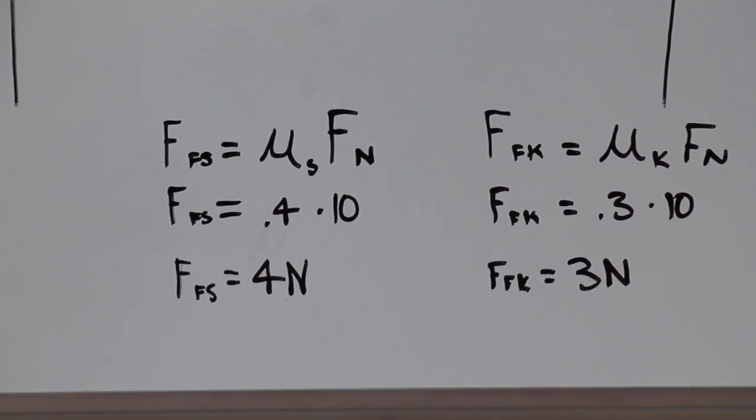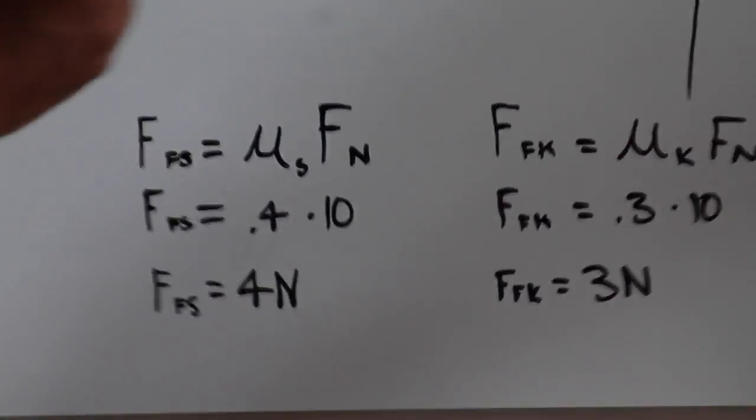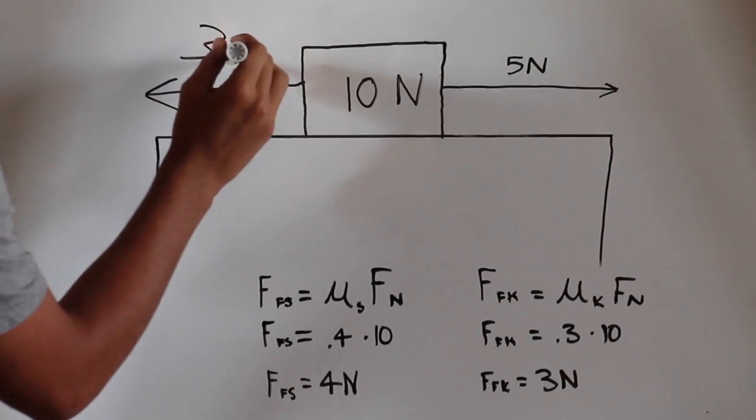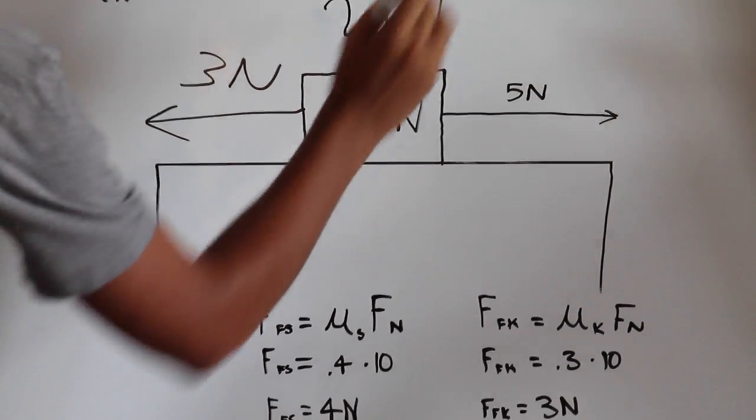So when we draw this out here, the force of kinetic friction is going to be going this way, 3 newtons, and we're going to get a net force of 2 newtons.